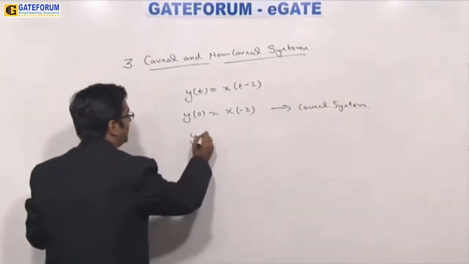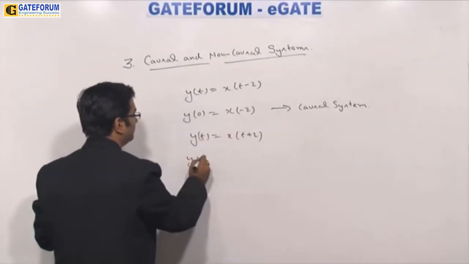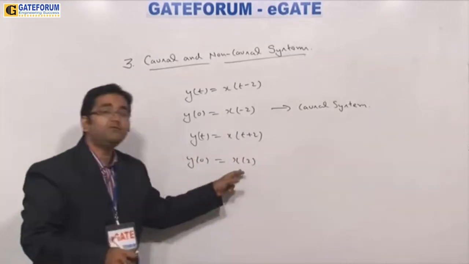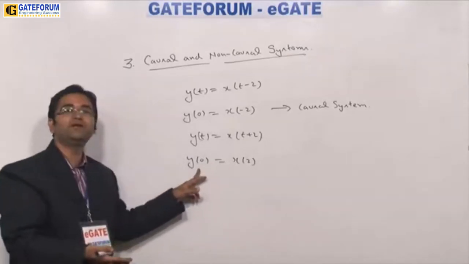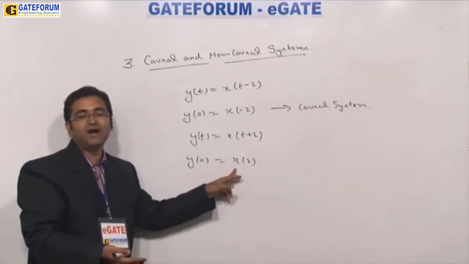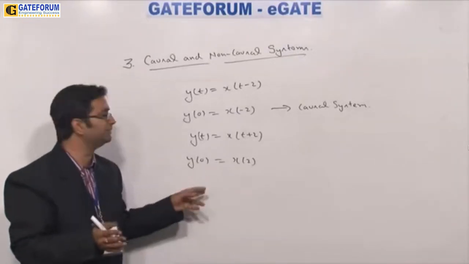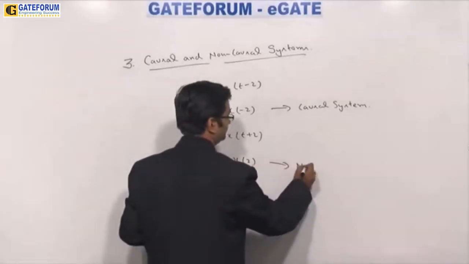Take this example, y(t) equals x(t plus 2). In this case, y(0) is equal to x(2). Now see this. x(2) is a future value. This value has not yet come, and I am getting the output at y(0), which is dependent on x(2). How is this possible? Practically it is not possible, but such types of systems are known as non-causal systems.